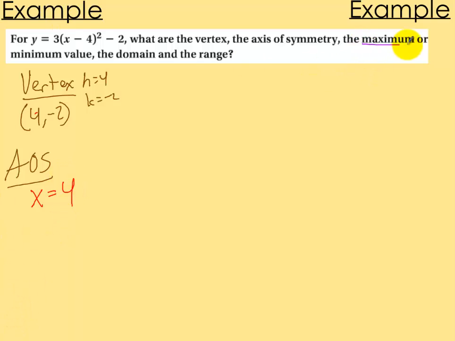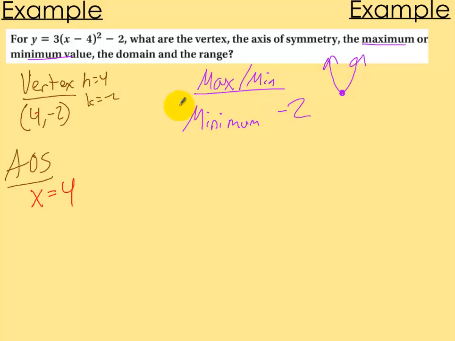Next one we're going to find is the maximum or minimum value. And I didn't do that directly, but maximum or minimum, what do we have here? Well, when you have a graph that's a positive a value, you know you're going to have a shape that looks like this, like a U. So your vertex is actually going to be a minimum value. So it's going to be a minimum. And the maximum or minimum is always at the vertex, and it's the y value. So the minimum of this parabola is going to be, I'm going to say, negative 2, because that's the y value of the vertex.